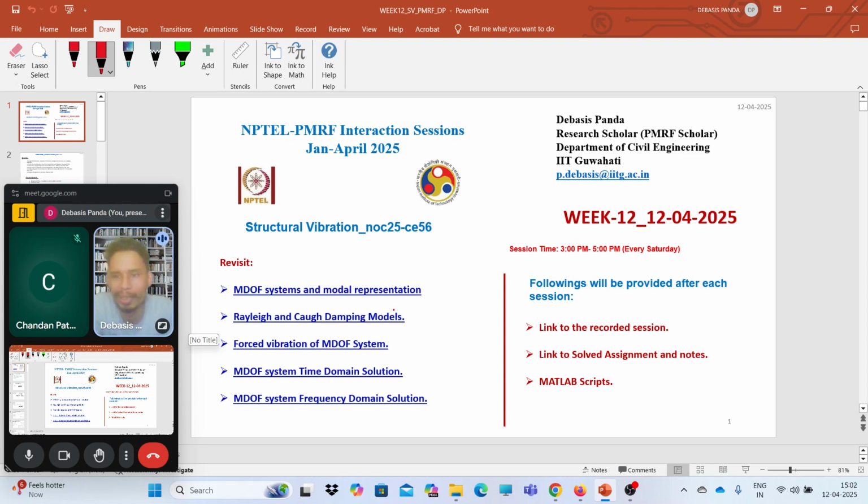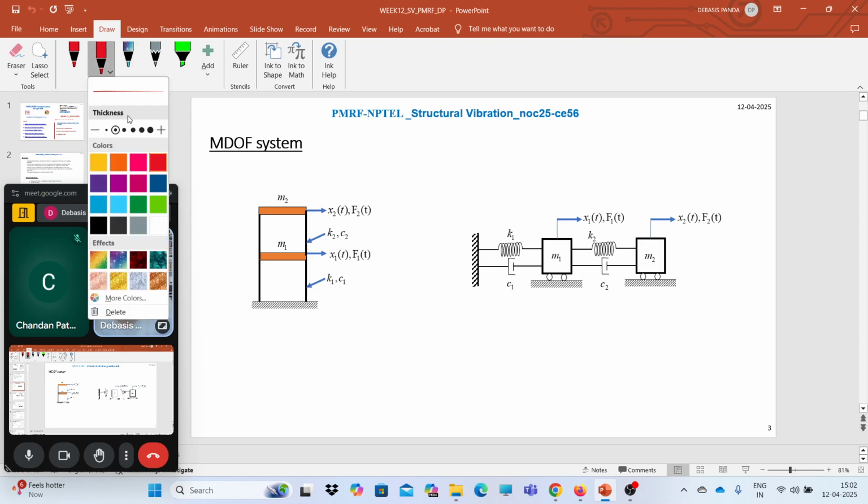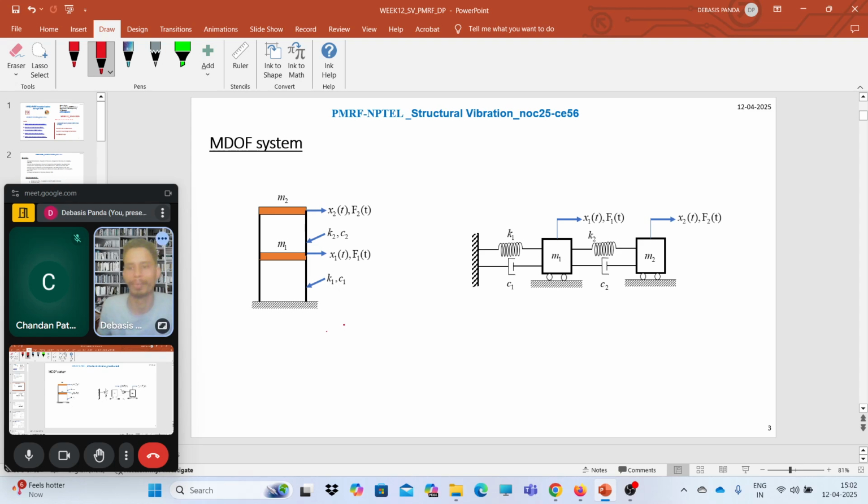Okay, so let's quickly start today's session, because today we are going to solve a hell of a lot of problems, so it will take time. We have already discussed the multi-degree of freedom system. We have the basic knowledge about it, and now we are in a position where we can solve this kind of system easily, right? So let's quickly talk a little bit about these systems, and then we will move to the problems. Okay, so multi-degree of freedom system.